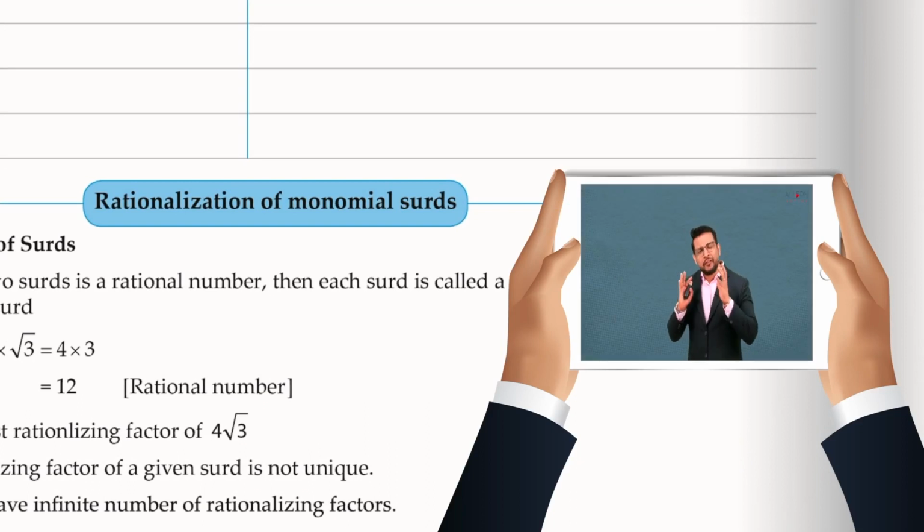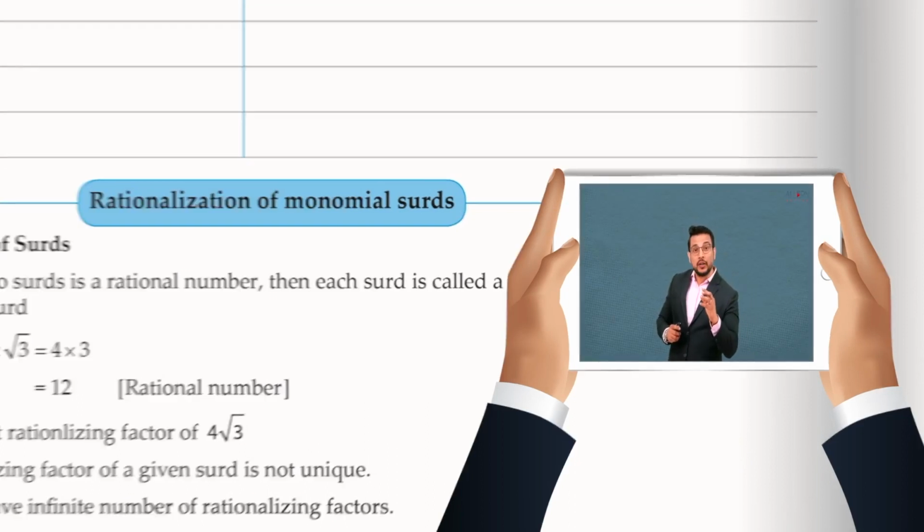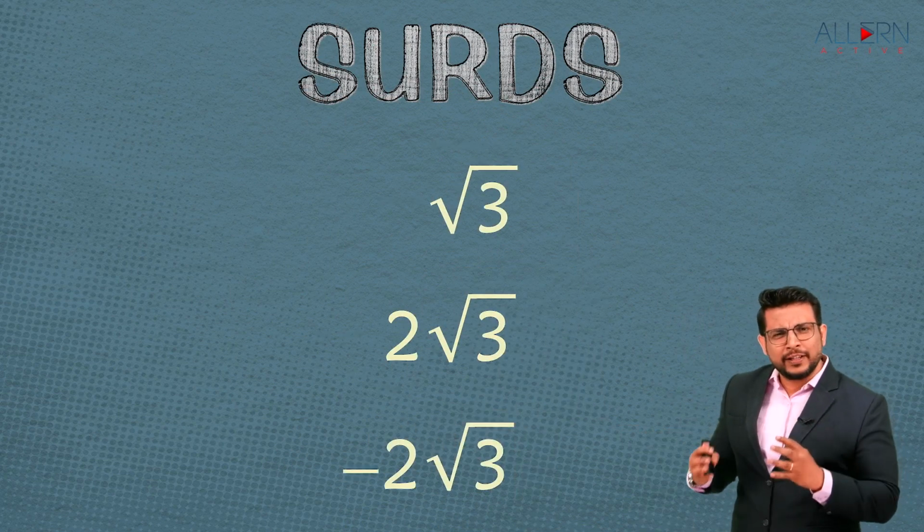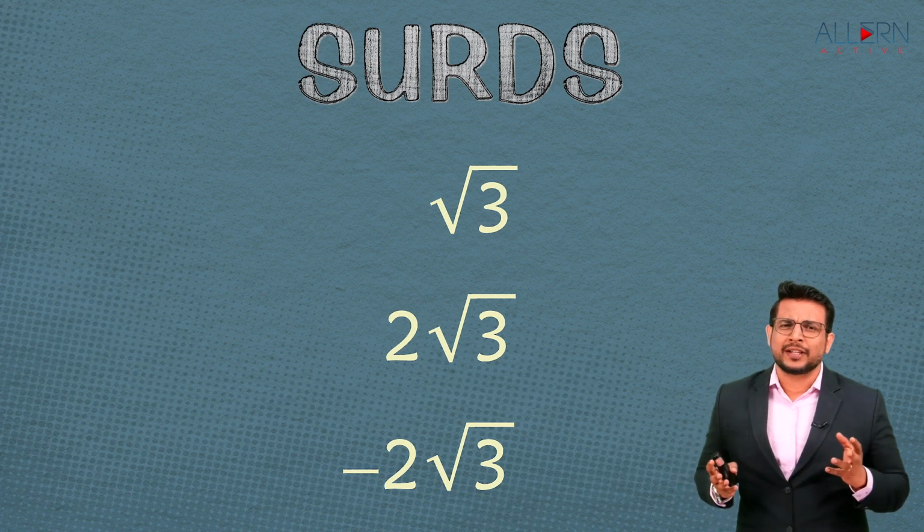Let's discuss something very interesting. We are going to talk about surds, which you already know. Something interesting about surds. Well, the surd is something which we know, right? Root 3, 2 root 3, minus 2 root 3, all of these are surds. We know what a surd is.